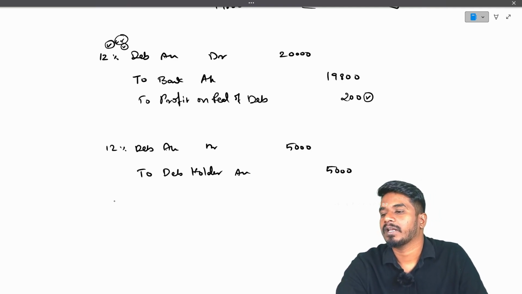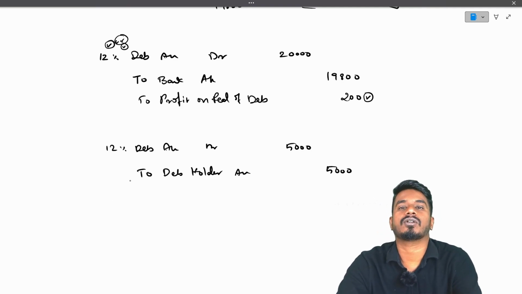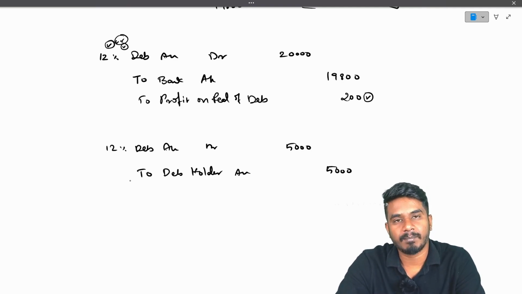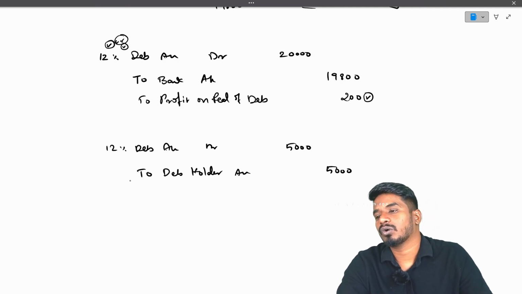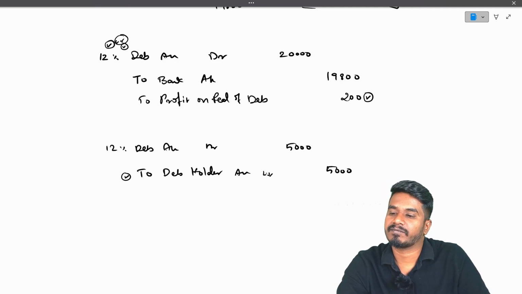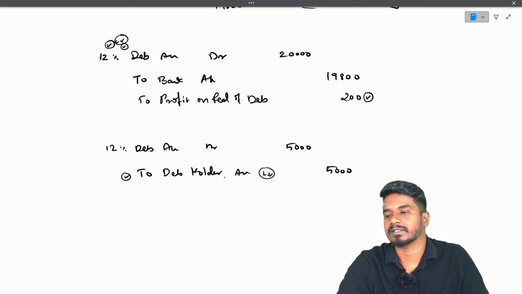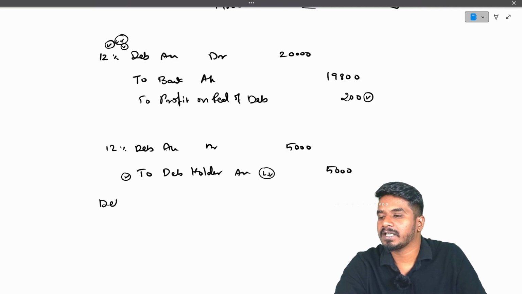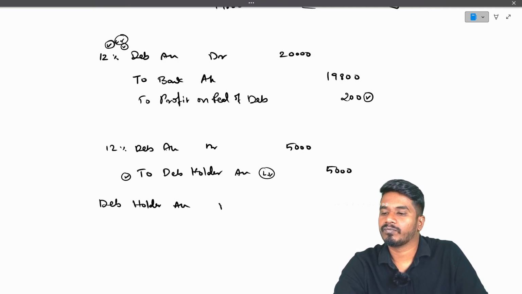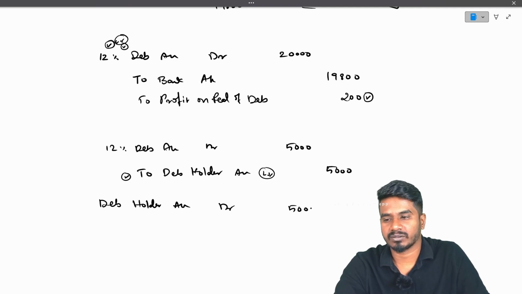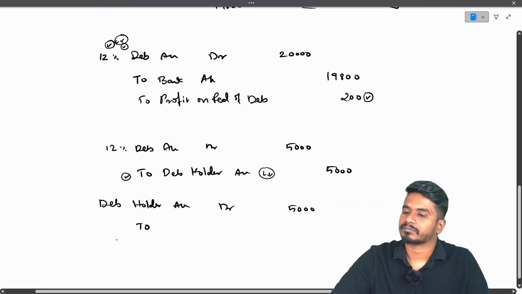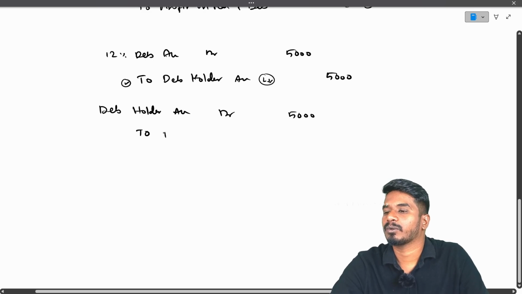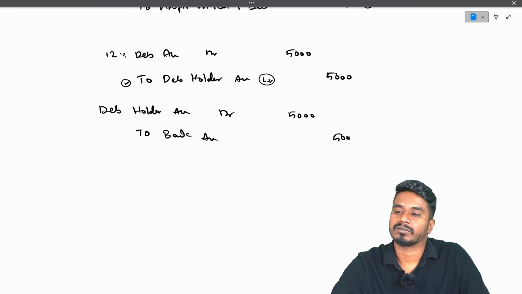Now, if we want to pay the debenture holder, we pay from the bank account. If we pay, liability will obviously decrease, and if liability decreases, we debit it again. So the debenture holder account will get debited for the same amount, 5,000, that we need to pay. Through the bank account, asset is decreasing, so credit 5,000 rupees.